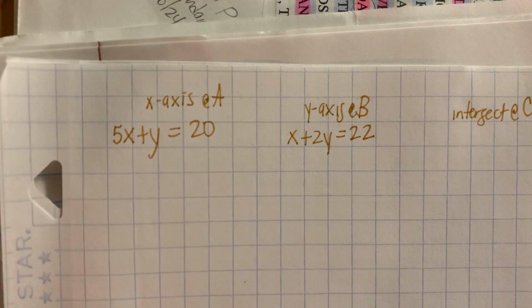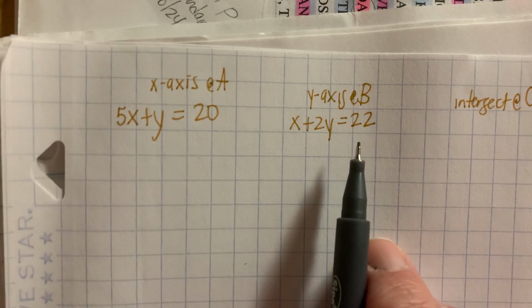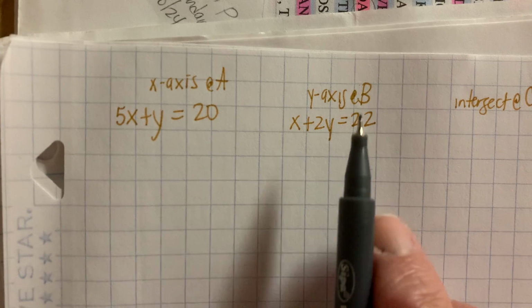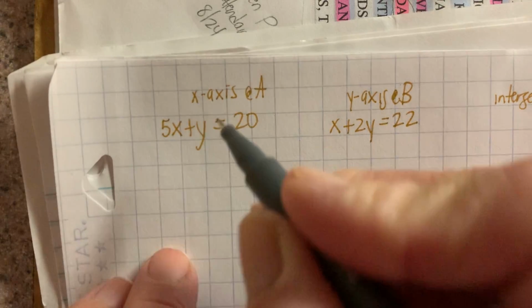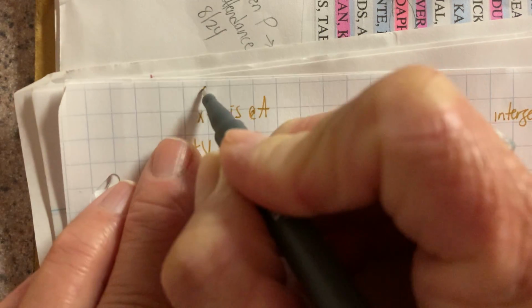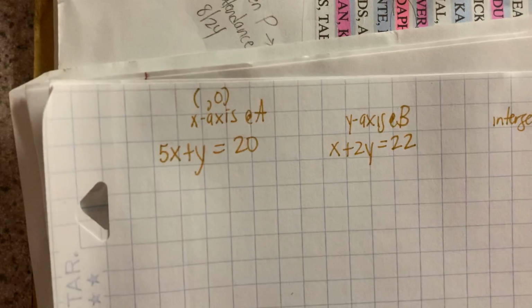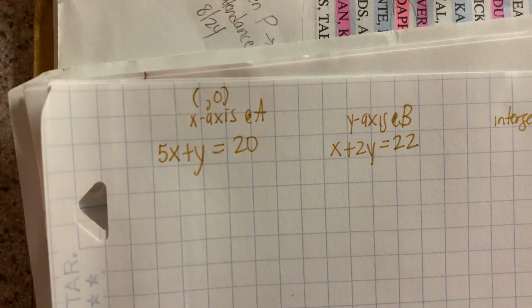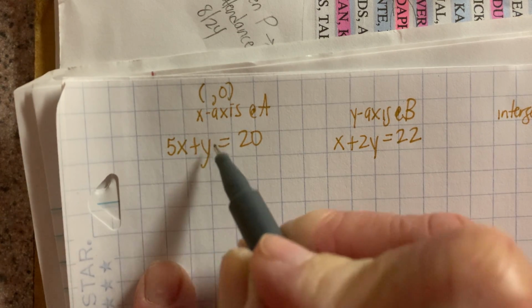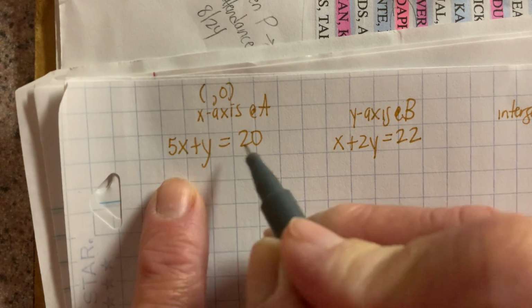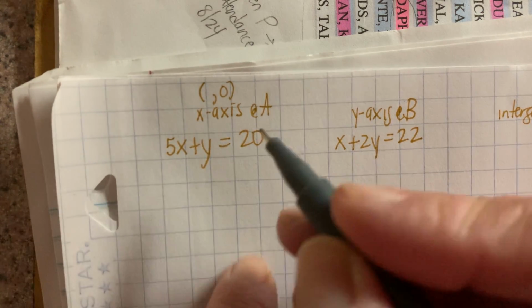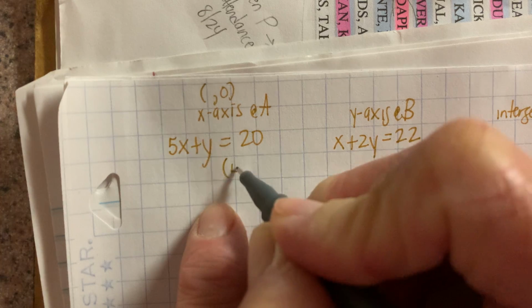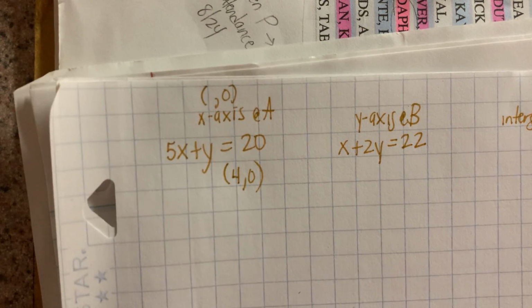Okay, they do ask you to sketch these graphs, right? However, these are both in standard form. They're just lines. So let's first of all just find out where it hits the x-axis. Any point on the x-axis is going to have as its y-coordinate 0, because it's sitting on the x-axis. So if we set y equal to 0, we just have 5x equals 20, divide both sides by 5, and x is 4. I promise you this is going to hit the x-axis at (4, 0).